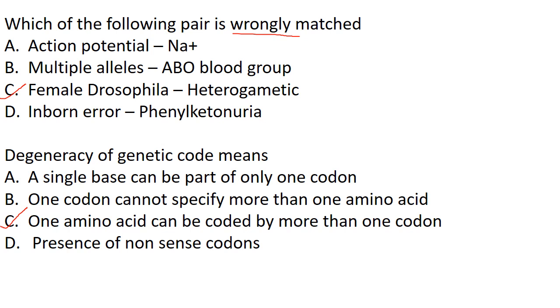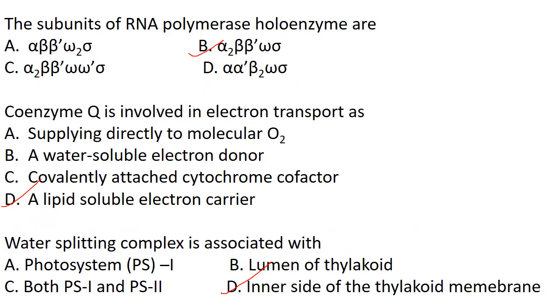Then next one. Degeneracy of genetic code means. So degeneracy means one amino acid can be coded by more than one codon. That is called as degeneracy of the genetic code. Lysine has got 6 codons. So single amino acid lysine is coded by 6 codons. So that is one amino acid can be coded by more than one codon. Then next one. The subunits of RNA polymerase holoenzyme are alpha 2, beta, beta dash, omega and sigma. Answer is option B.